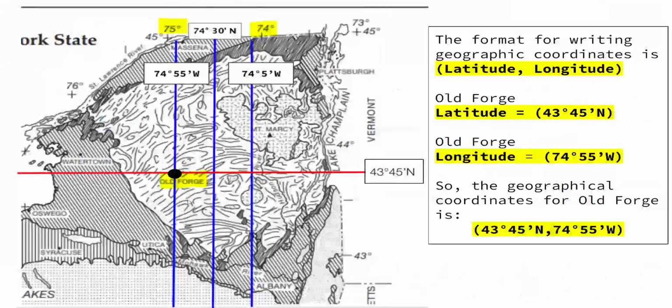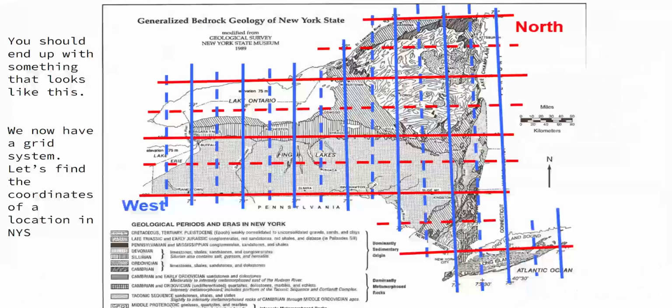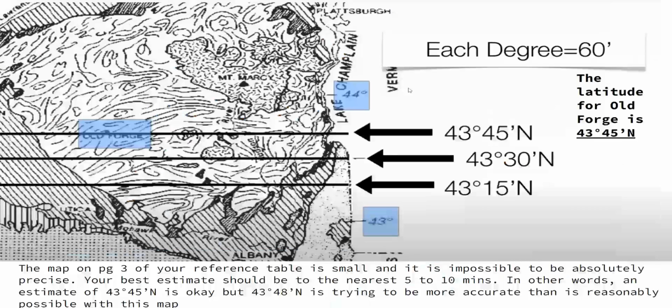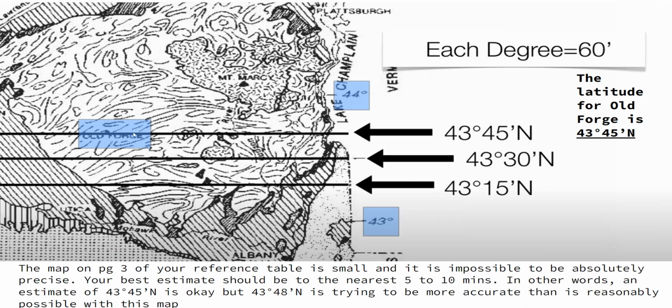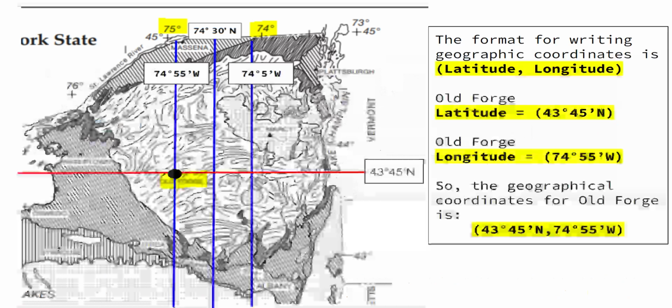So let's look at Old Forge, okay? Say I asked you, there's this place called Old Forge in New York. Old Forge is right here. If we try to find the coordinates of Old Forge, here's Old Forge, right? This is 43 degrees. This is 44 degrees. These are our latitudes. This halfway mark must be 43 degrees and 30 minutes north latitude. So where Old Forge is right here must be 43 degrees and 45 minutes north latitude, or approximately that. And if your number is close to that, you're fine.